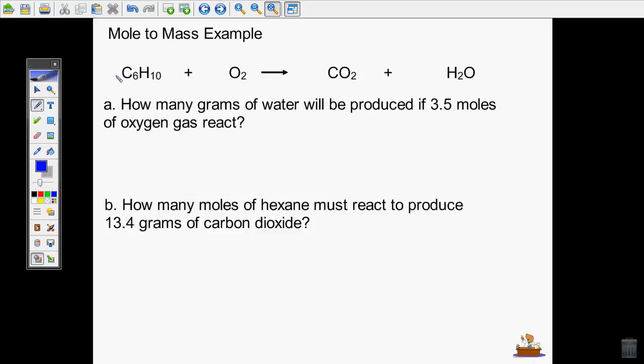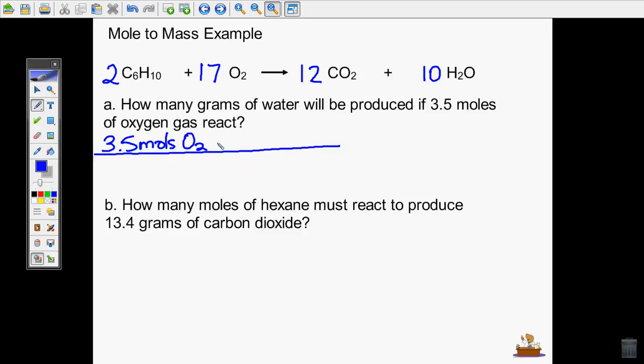Okay. How many grams of water will be produced if 3.5 moles of oxygen gas react? So again, I need to balance my chemical equation. So I get 2, 17, 12, 10. So I'm going to start with what they gave me, 3.5 moles of oxygen gas. And I'm going to use my balanced equation to go from oxygen to water. So this is my molar ratio. 17 moles of oxygen gas gets me 10 moles of water. So my moles of oxygen cancel.